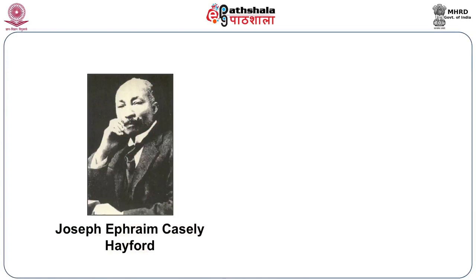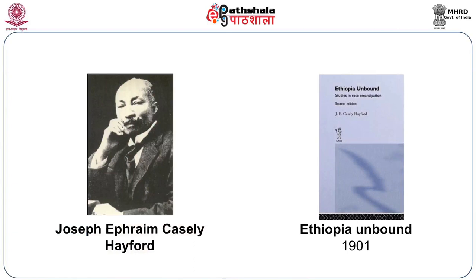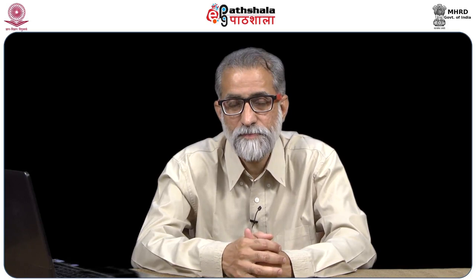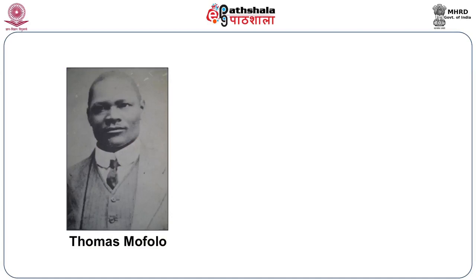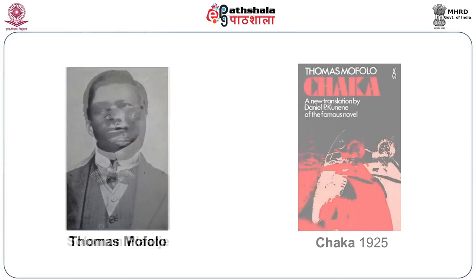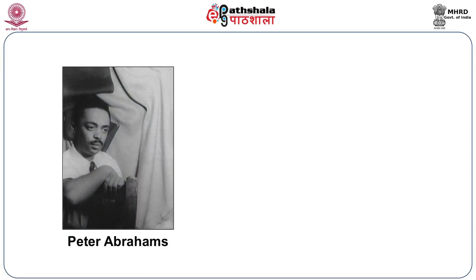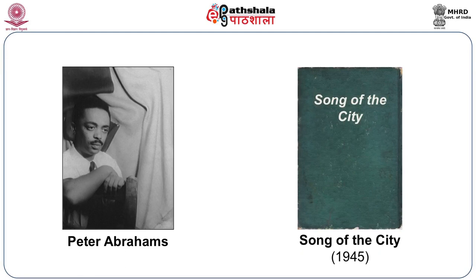Then in 1911, we have Joseph Hayford publishing a book titled Ethiopia Unbound. This was published in 1901, and this was one of the earliest books to be written in English coming from Africa. Then, of course, we have in 1925 Thomas Mofolo's novel Chaka. And then we have Solomon Plaatje's Mhudi, published in 1930. Then in 1945, Peter Abrahams' Song of the City, which was published in 1945, is another early novel.